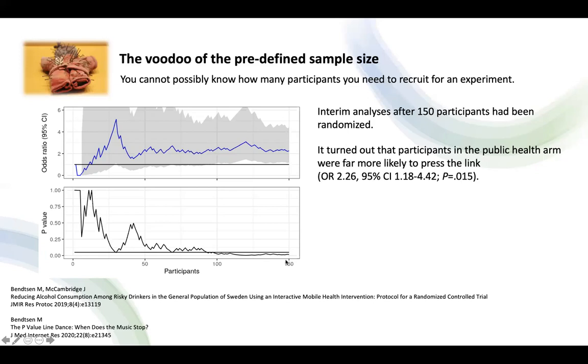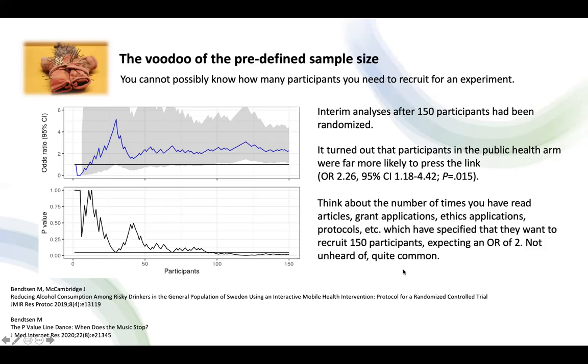Okay, but we didn't stop the recruitment here. We actually did continue recruitment. But before I get into that, just take a second to think about the number of trials you read where they said, we had 150 participants, we found an odds ratio of 2, this is great news, we have an effective intervention. I've seen many grant applications, many ethics applications, many protocols that say we're going to recruit 150 participants to find an odds ratio of 2. You see it all the time. I read one the other day, right? It's not unheard of. Actually, some people think 150 participants is quite a lot and use less.